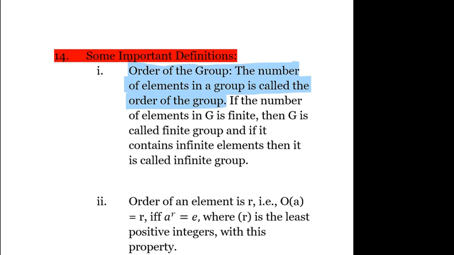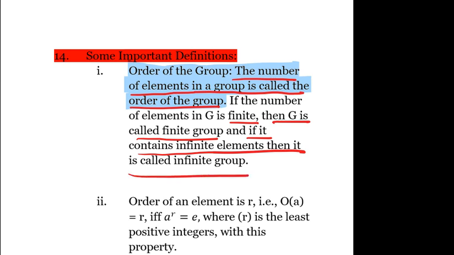What is the order of a group? The number of elements in a group is called the order of the group. If the number of elements of G is finite, then G is called a finite group, and if the number of elements is infinite, then that type of group is called an infinite group.